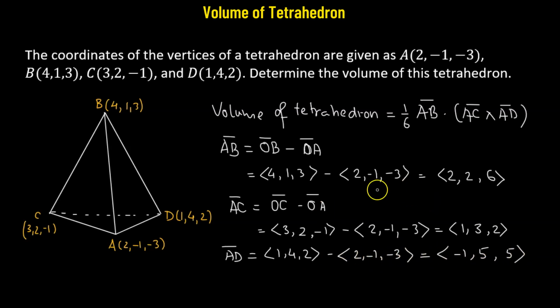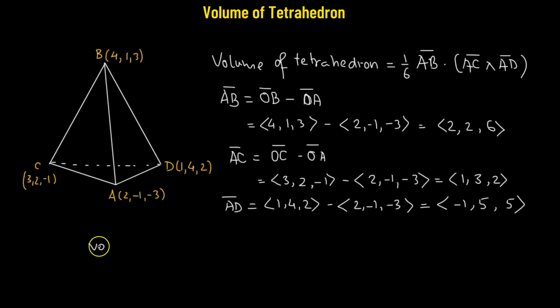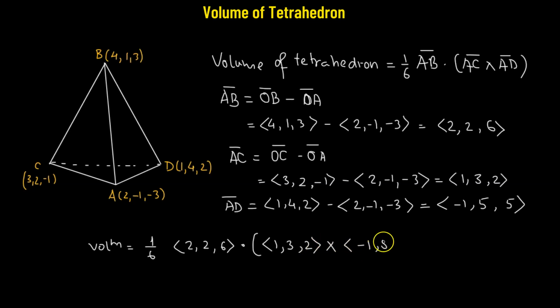So now we have the three vectors. Let's try to find out the volume. Our volume is 1/6 times the AB vector, which is 2i cap plus 2j cap plus 6k cap. This is dotted with the cross product between the AC vector, which is i cap plus 3j cap plus 2k cap, cross with the AD vector, that's negative i cap plus 5j cap plus 5k cap.